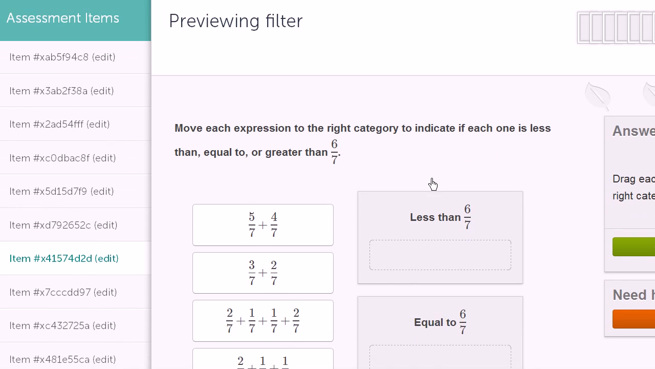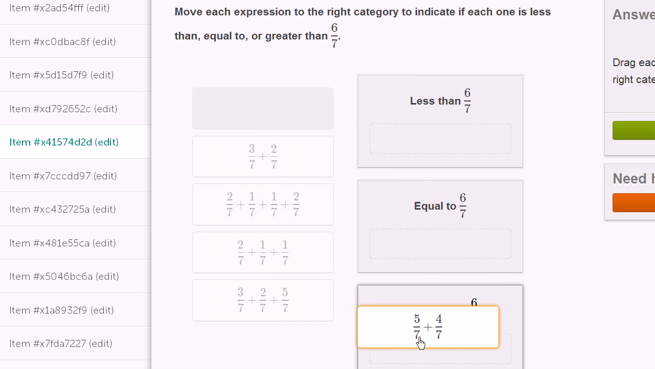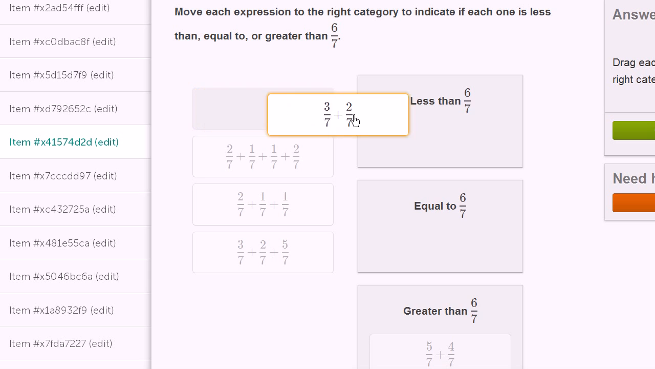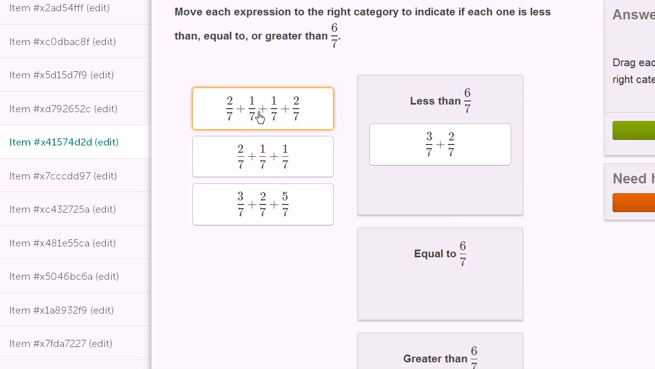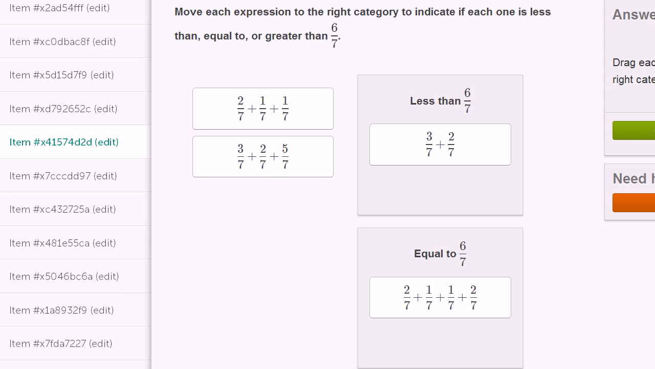We also have things like this that are widgets that actually kind of are, for lack of a better word, virtual manipulatives to help build these content items. So for example here, move each expression to the right category to indicate if each one is less than, equal to, or greater than 6/7. So the student will say, okay, let's see. 5/7 plus 4/7, that's 9/7. And that's greater than 6/7. Let's see, this is going to be 5/7, that's less than. This right over here is going to be exactly equal to 6/7. And you get the general idea over here.